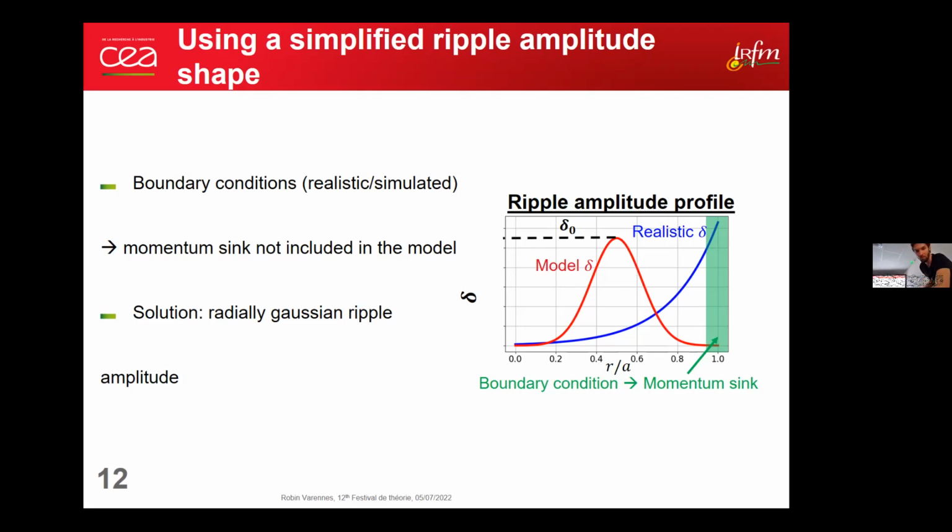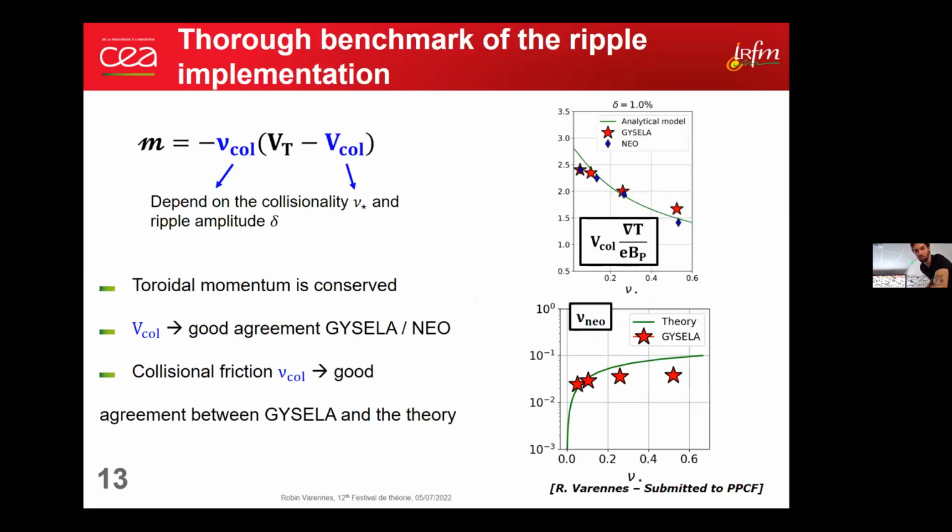And so also we did a lot of work to benchmark that the implementation of the ripple was correct. So here I just rewrite the expression of the magnetic braking force. And basically this force appears in the toroidal momentum conservation. So this is the first thing that we checked, and we saw that it was properly conserved in Gisela. And also in this expression, there are two quantities: the collisional friction and the equilibrium velocity, that depend on the collisionality and the ripple amplitude, and these are known with the analytical theory. So we wanted to check if Gisela was able to recover those results.